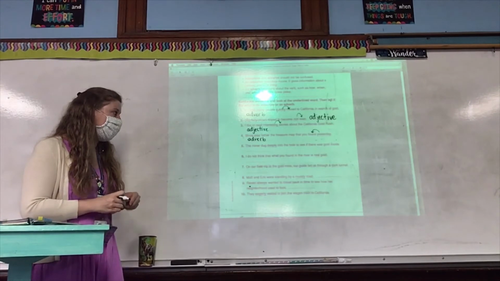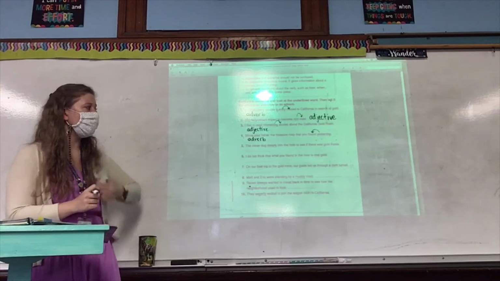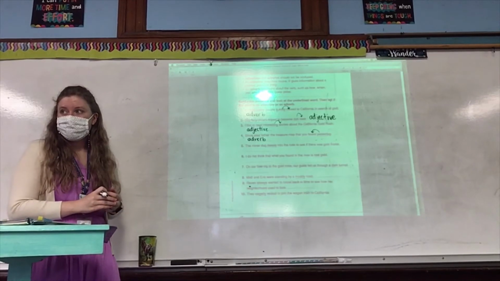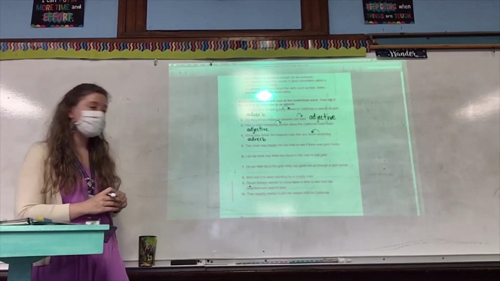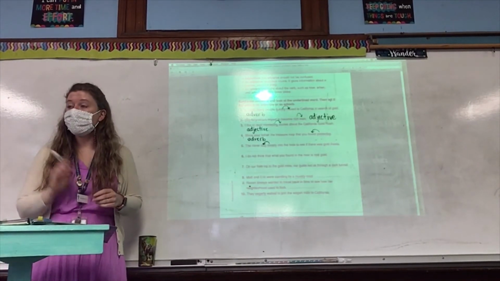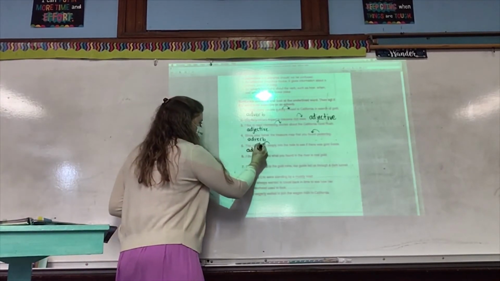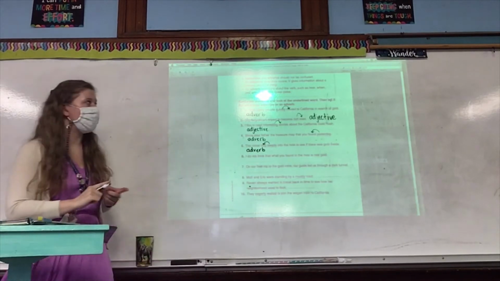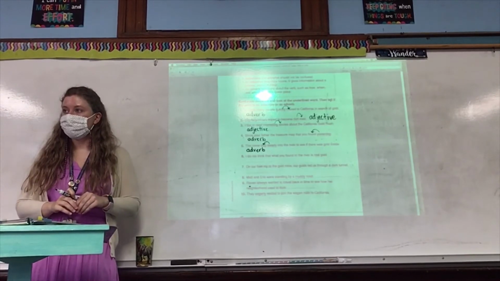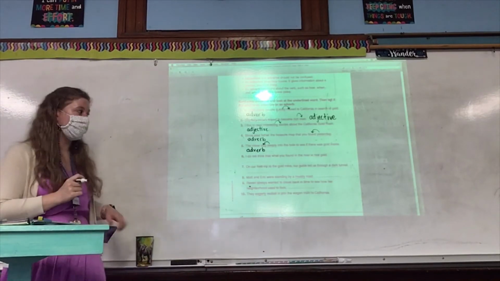Number 5, the miner dug deeply into the hole to see if there was gold inside. What word does deeply describe? Dug. Is dug a noun or a verb? A verb, which means deeply is an adverb. Now, does deeply describe how, when, or where the miner dug? How? How did he dig deeply? He dug really deep into the ground.